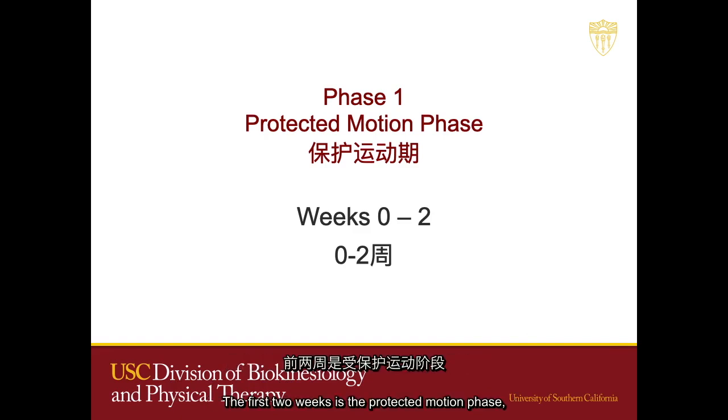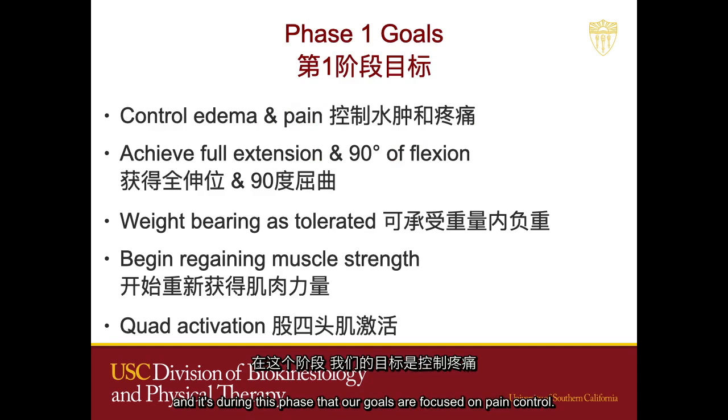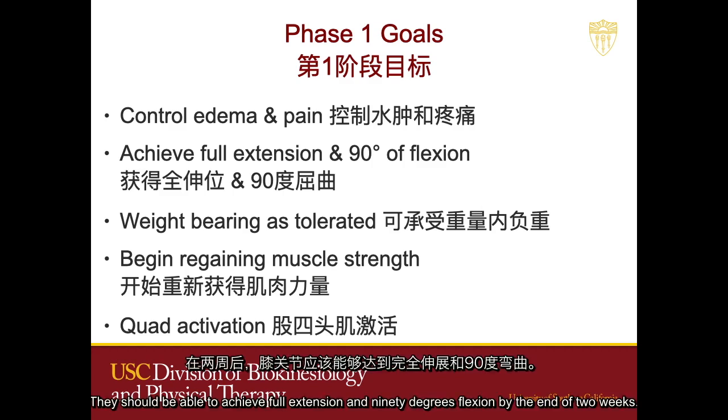So the first 2 weeks is the protected motion phase, and it's during this phase that our goals are focused on pain control. Our goals are also focused on range of motion. They should be able to achieve full extension and 90 degrees of flexion by the end of 2 weeks.